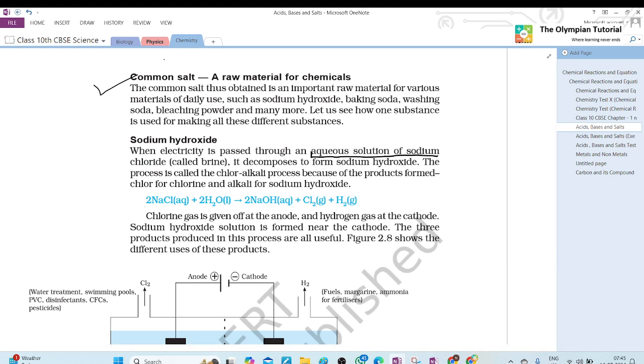The common salt thus obtained is an important raw material for various materials of daily use, such as sodium hydroxide, baking soda, washing soda, bleaching powder, and many more. Let us see how one substance is used for making all these different substances. So we'll continue this topic from sodium hydroxide tomorrow.